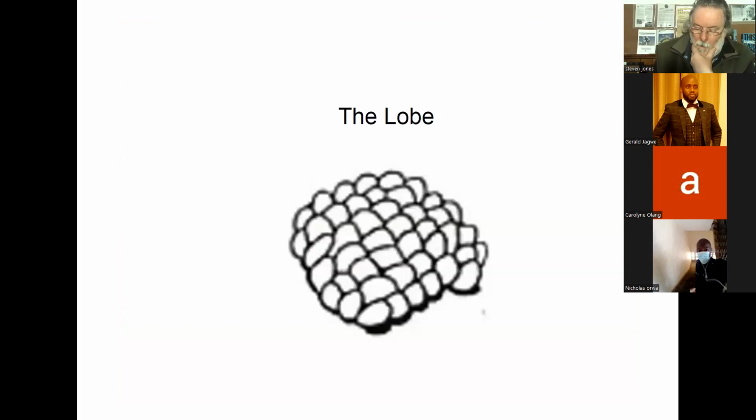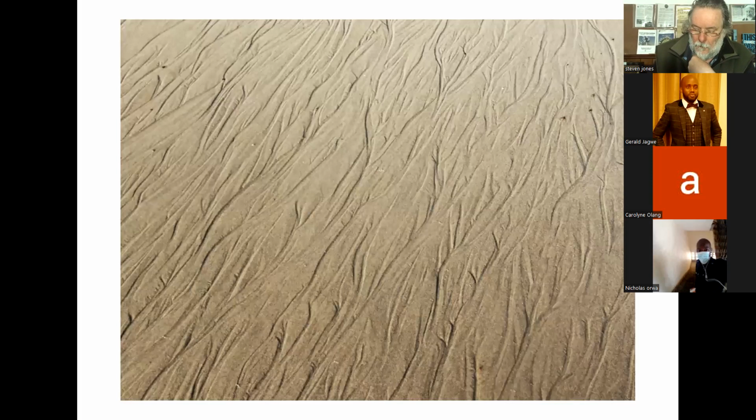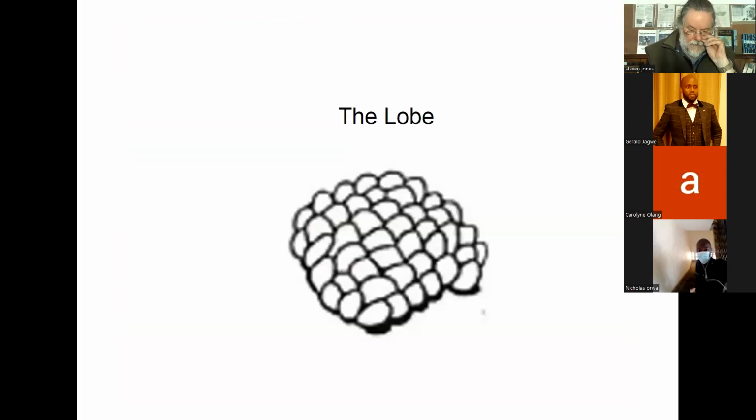So more patterns, more water movement patterns. And you see how you can quickly identify and interpret these, understand what you're looking at. The lobe, I always want to see a cluster of insect eggs, butterfly eggs or something, when I think of this pattern.